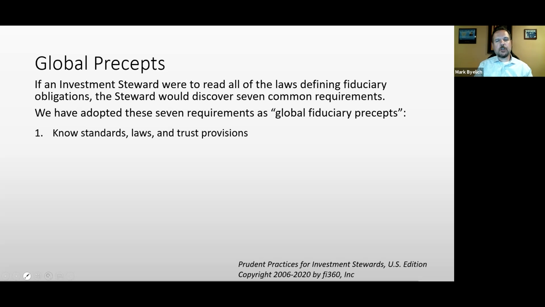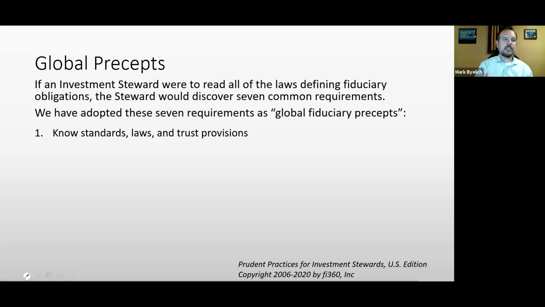So if you're a power of attorney, let's just use a power of attorney example, and you're responsible for mom and dad's money, and you decide to spend that money for yourself. And if I have time, I'm going to talk about a case locally here where this exact situation happened, where the daughters spent the money for themselves. Mom told them to, and they still got jammed up with it, got in a lot of trouble. But doesn't it make sense that you have to know those standards, laws, and trust provisions?